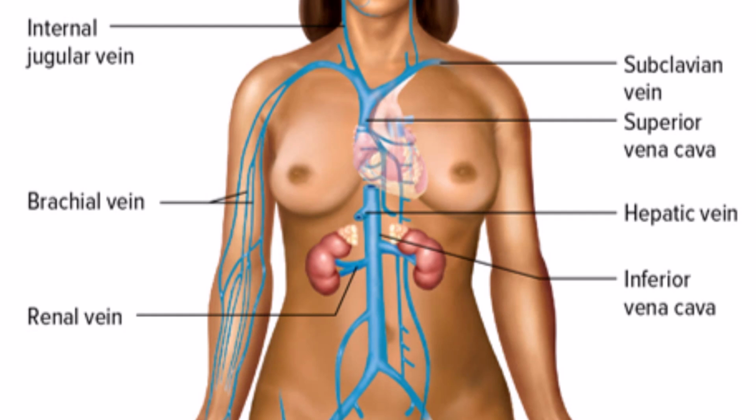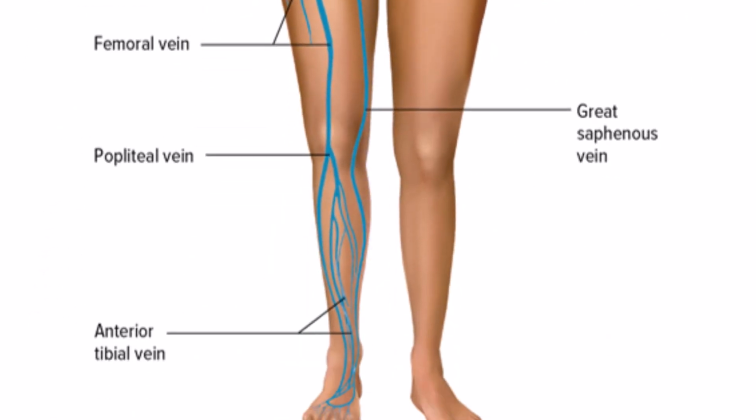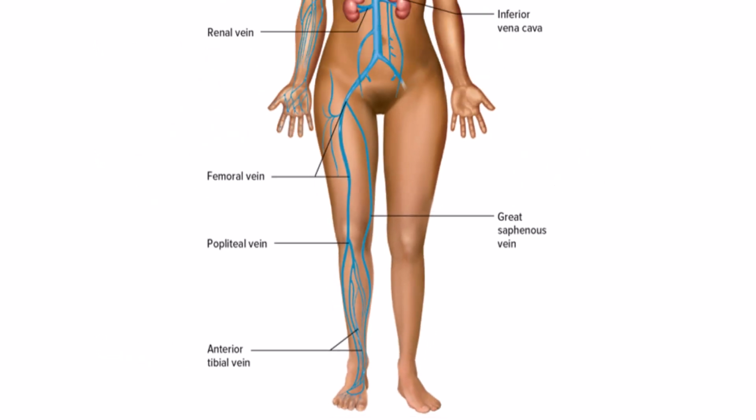Then we have brachial veins and renal veins. We also have the hepatic vein, which remember, hepat is our liver, so that is the deoxygenated vein that's coming back from the liver. And then we have the inferior vena cava. You'll notice deoxygenated blood comes in from 2 directions here. Then we have the femoral vein, the popliteal vein, and the anterior tibial vein. Notice we also have the great saphenous vein as well.